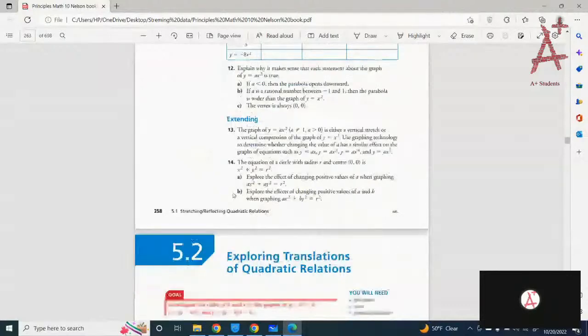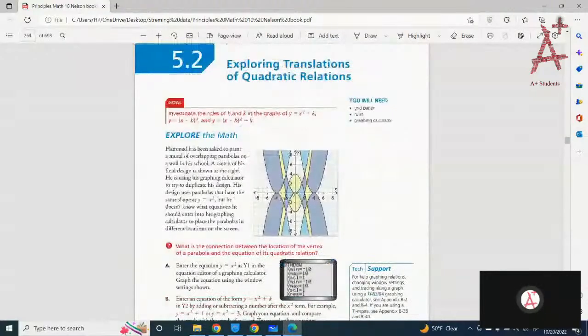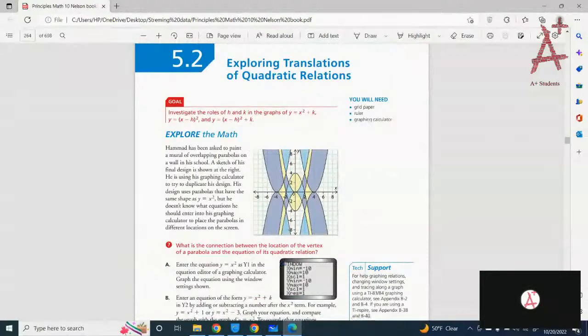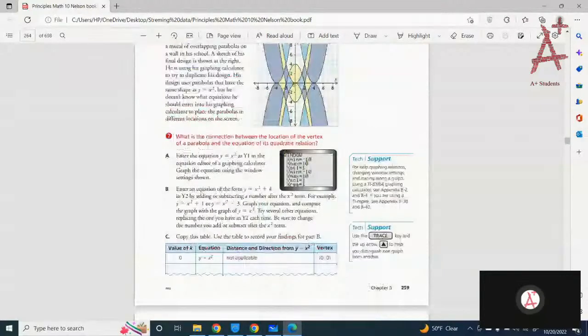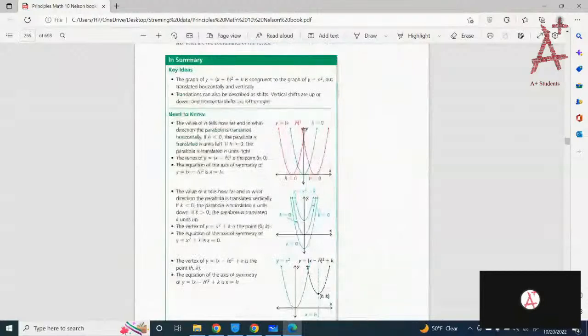5.2. The topic is exploring transformations of quadratic relations. Okay, let's discuss the summary. The graph of y equals (x minus h) whole squared is congruent to the graph of y equals x squared, but translated horizontally. Whenever you have the equation y equals (x minus h) whole squared plus k, that means the graph is translated horizontally and vertically. Got it?